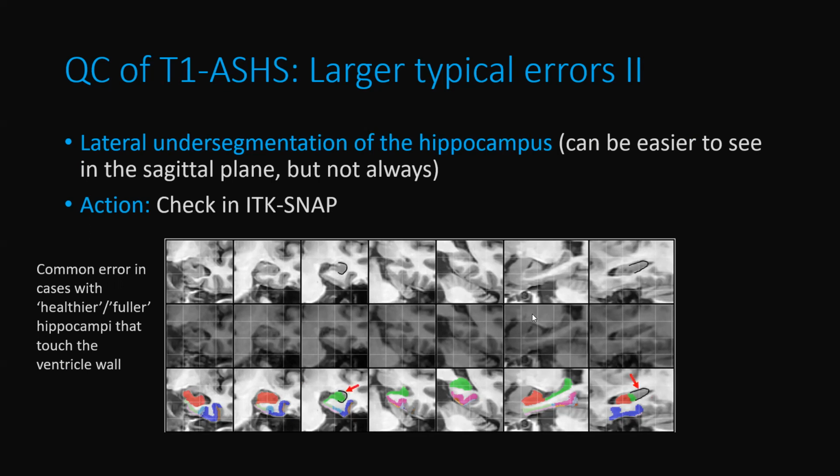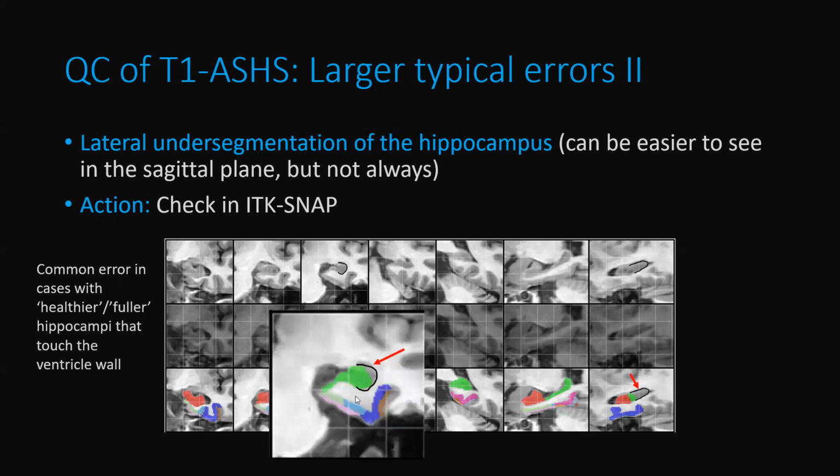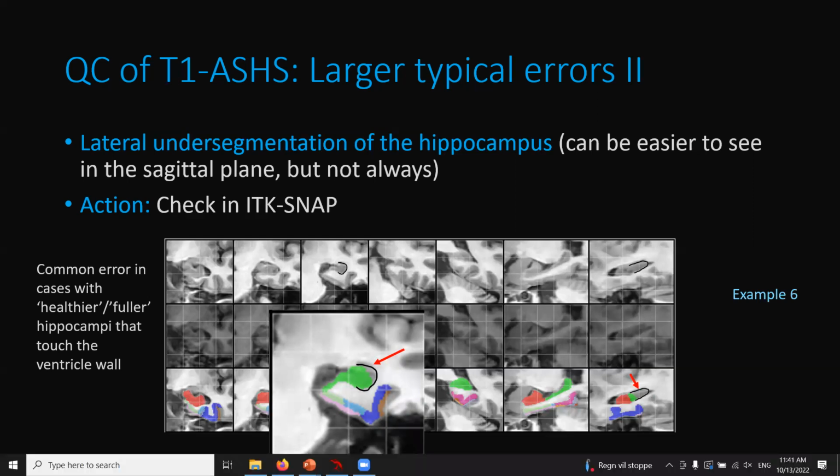So what are we looking for? This is quite subtle, although in the sagittal plane in this particular case, it's very clear. But then I also show the zoom in. So here you can see that the hippocampus really touches the ventricle wall, but then it should have been segmented much bigger. So here again, I want to show you the example in ITK-SNAP.